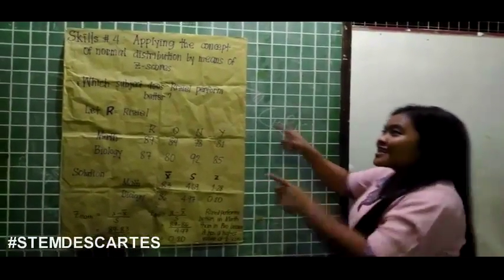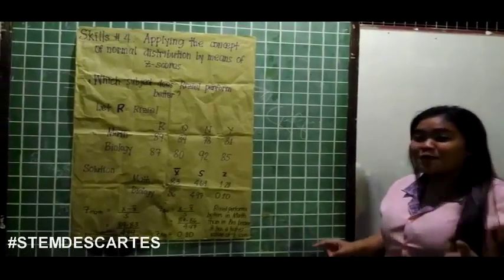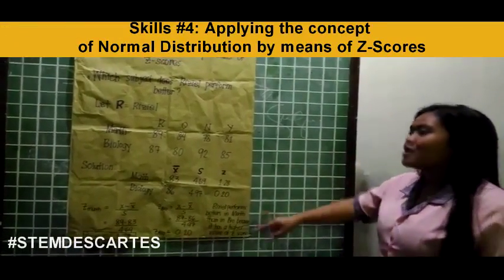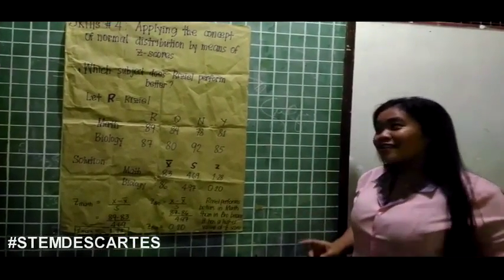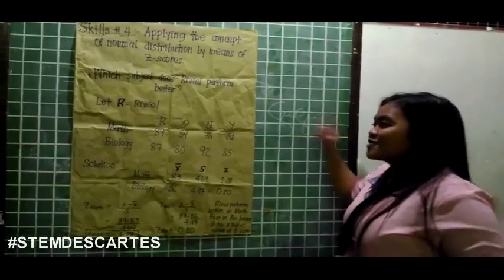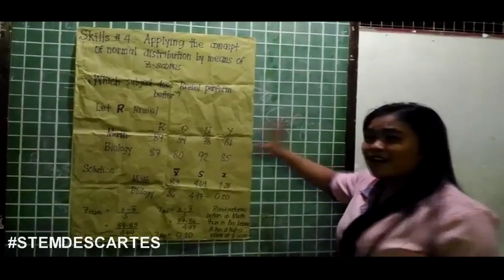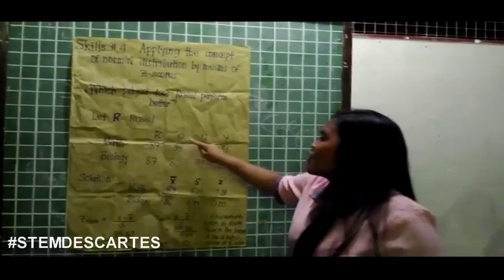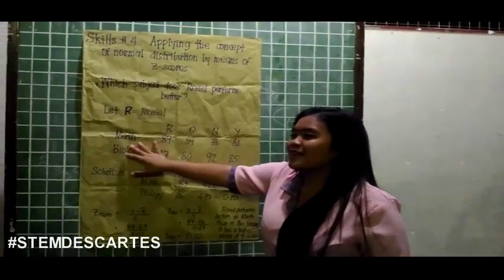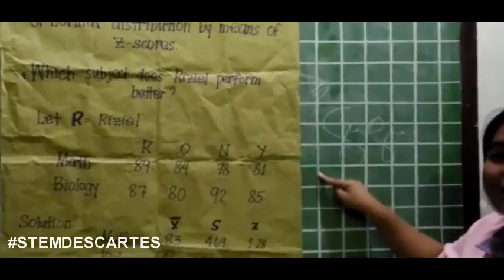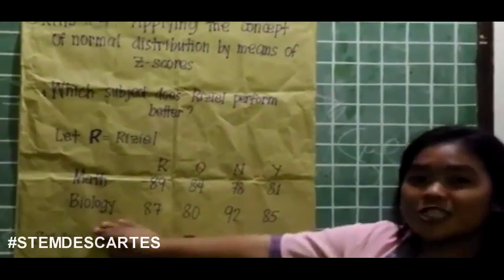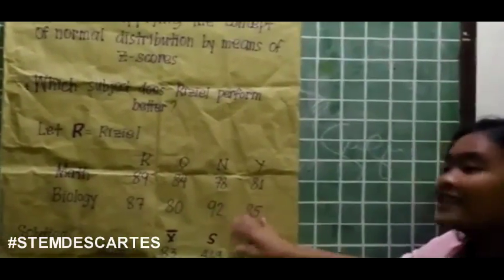After constructing the probability distribution curve, the next skill is applying the concept of normal distribution. So the problem is, in which subject does Rizal perform better? Let R equal Rizal. The data given are here: R, O, and Y. Their corresponding grades in mathematics are 89, 84, 78, and 81 respectively. In biology, 87, 80, 92, and 85 respectively.